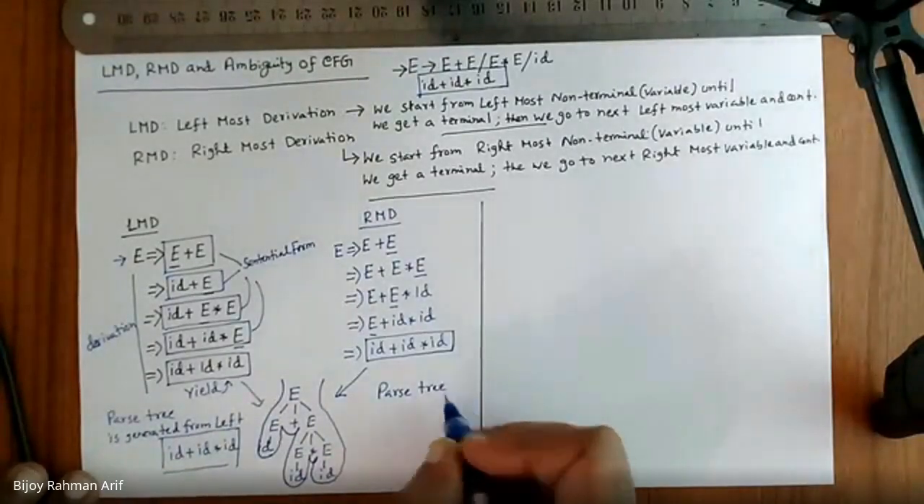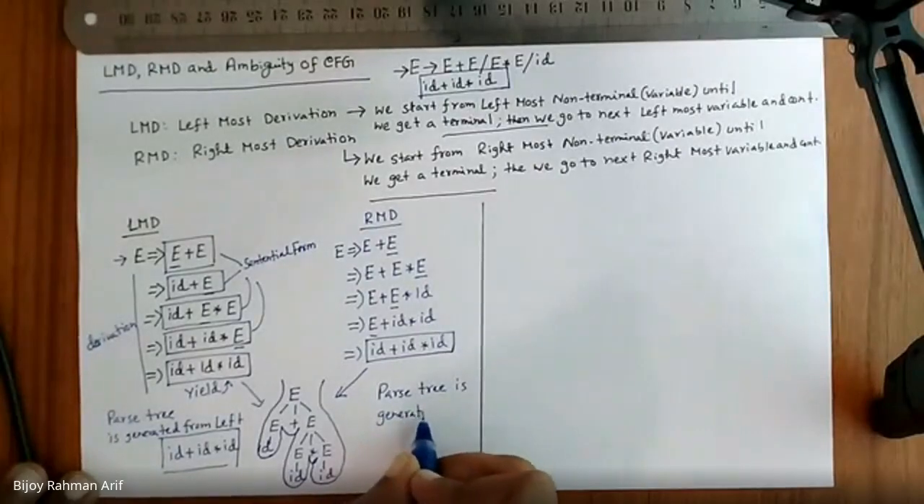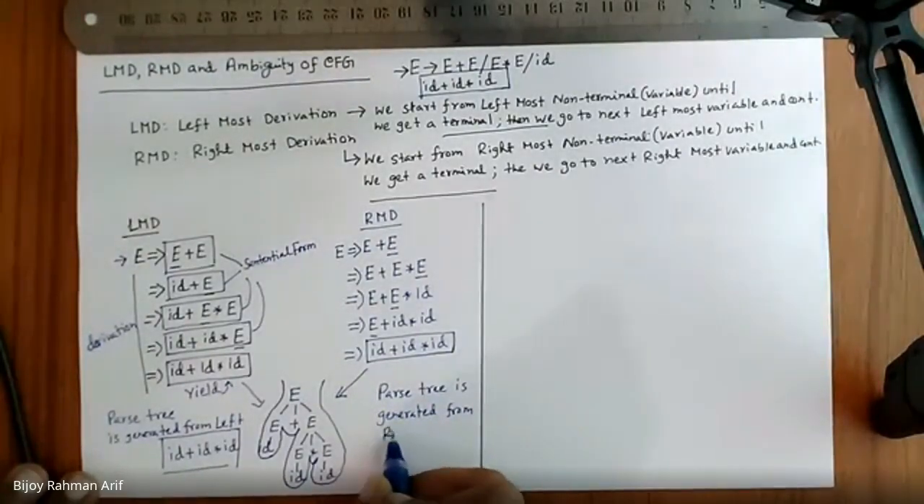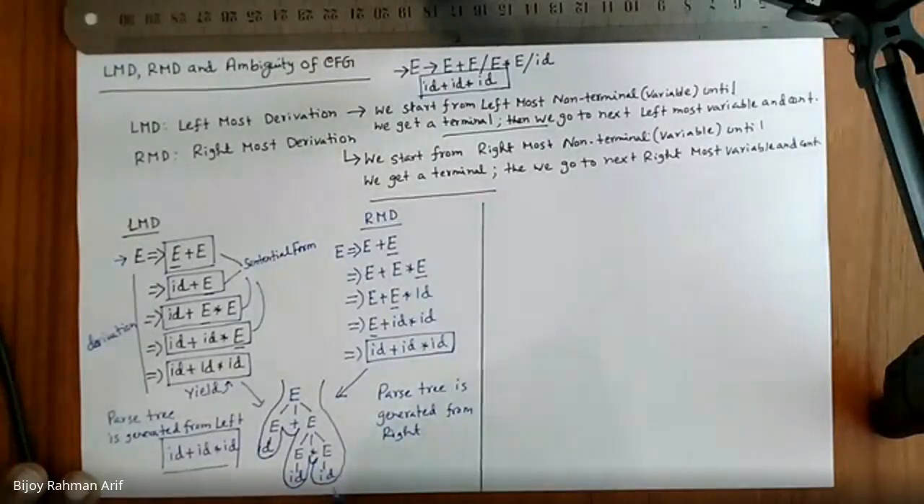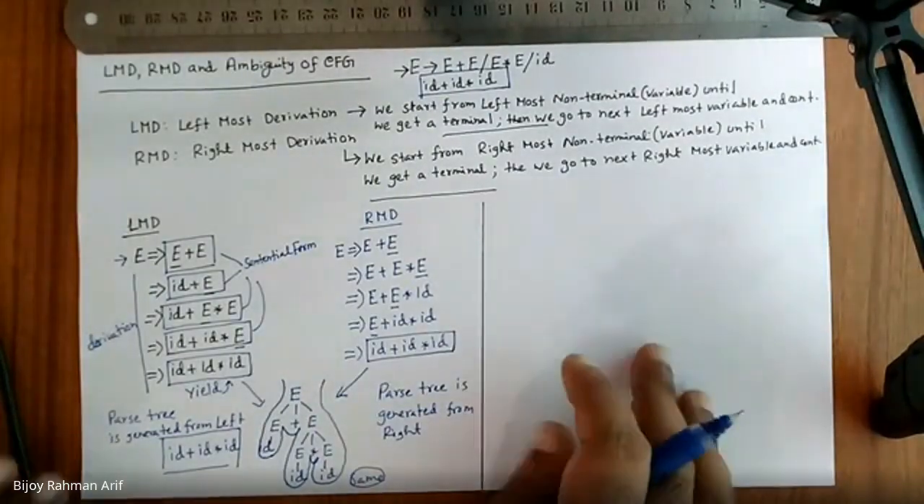In this case, the parse tree is generated from right. But they are the same. They are the same parse tree. In that case, can you say the grammar is ambiguous? No, sir. You cannot say the grammar is ambiguous. The definition of ambiguity is more than one parse tree.